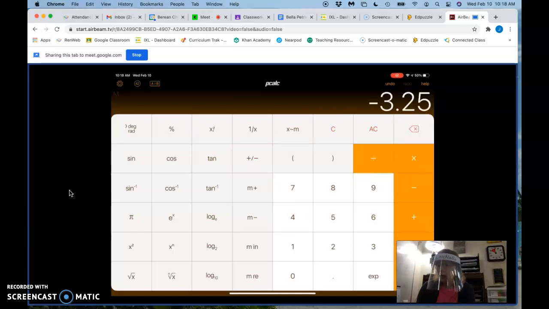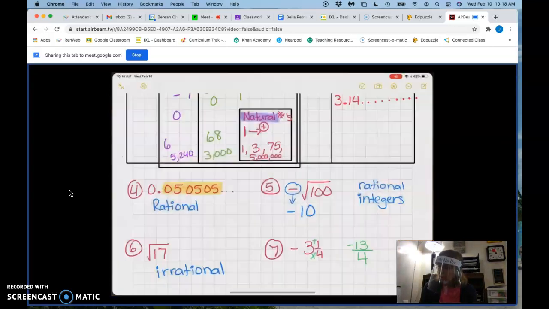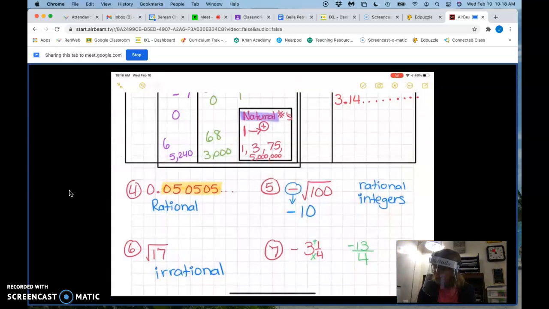Oh, look, I got -3.25. So what kind of decimal is that? Rational or irrational? It is rational. I think you're getting it. So let me write that. -3.25. And because the decimal ends pretty fast, it doesn't repeat, it doesn't go on forever, it is just going to be a rational number.